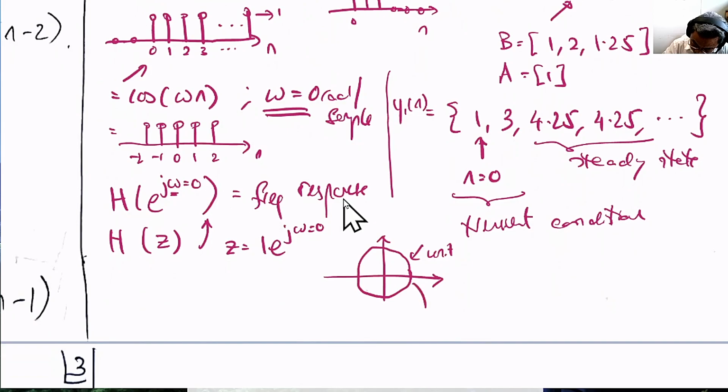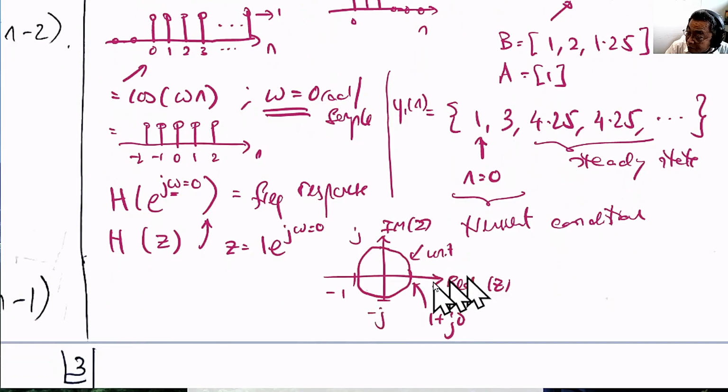It is actually at this point here. This is the real part of z, and this is the imaginary part of z, and this is at 1 plus j0, and then this is j, this is minus 1, and this is minus j. So at 1·e^jω with omega equals 0, it is basically at this point. When omega goes from 0 to 2 pi, we are following this curve, which is the unit circle, from angle 0 to angle 2 pi. So we will evaluate H(z) at this unit circle value.